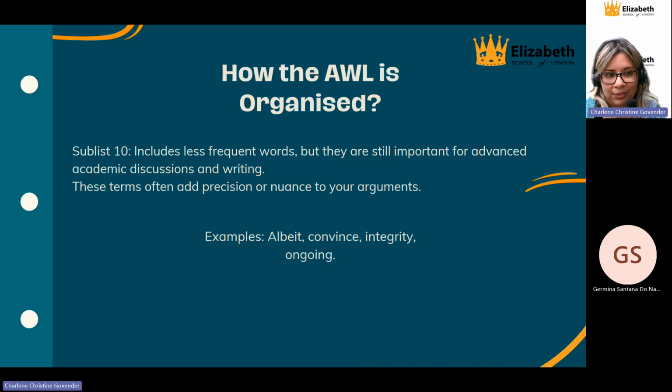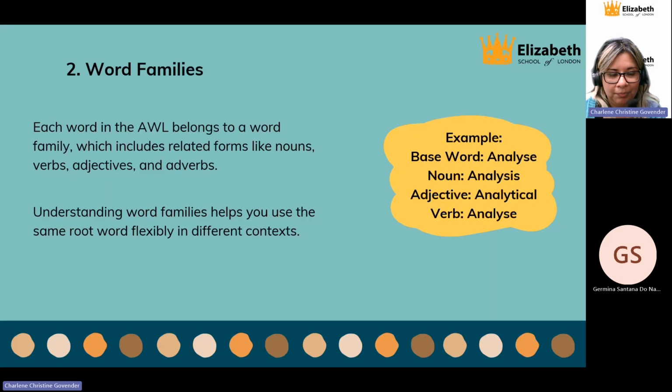Now we're going to have a quick look at sublist 10. It's including words that are not so frequent, but still important, okay? They're just not used as many times as sublist 1. They often add precision or nuance to your arguments. Most of the time, they could be very niche to that specific discipline. So unless you want that discipline, you may not use it. But some of these examples are albeit, convinced, integrity, and ongoing.